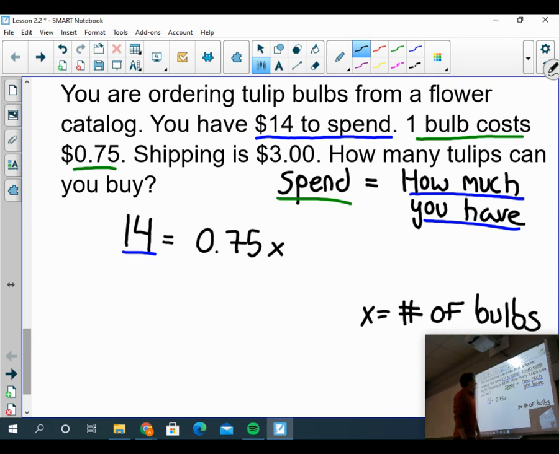Now, is that the only thing that makes up the cost of the tulips? Well, no, I'm ordering them from a catalog, and shipping is going to be $3. So I can't just buy $14 worth of tulips. I also have to account for shipping. Now, there's no indication that shipping changes based on how many tulips I buy. It's just $3 to ship them. So we will add 3 to the money we're spending on the tulips. I'm spending 0.75 times however many I buy. That's going to give me how much money I'm spending on tulips plus my shipping, and we know that can't exceed and ideally will equal $14 because that's how much we have.